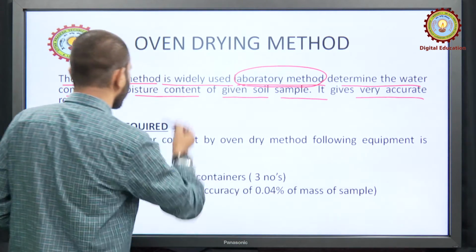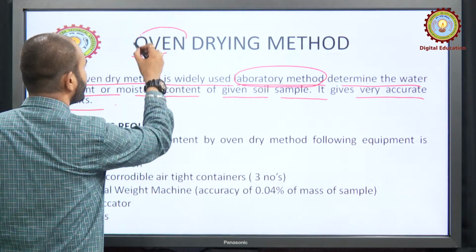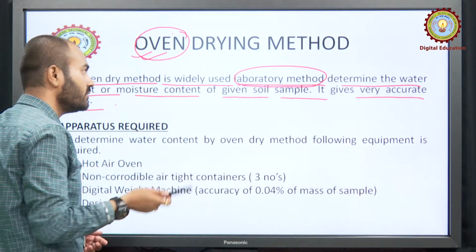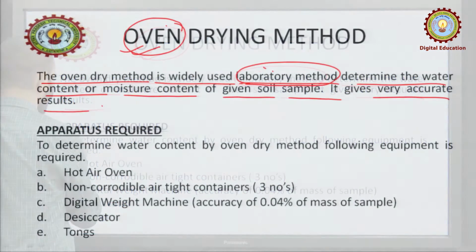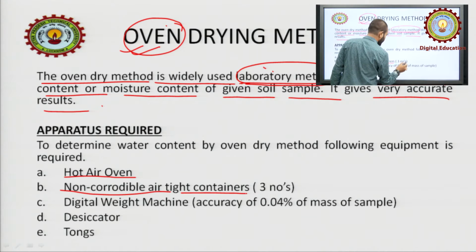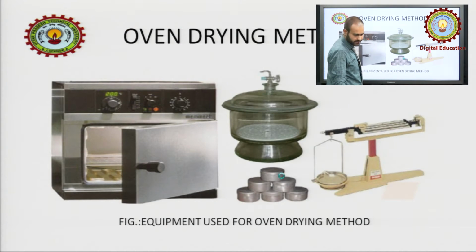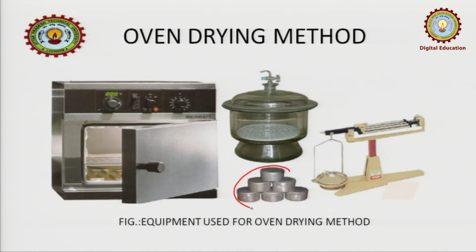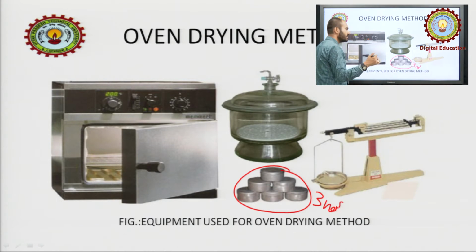So, it is actually a laboratory method. In the field you cannot do it, because this is oven drying, and how can you get an oven in the field? What are the apparatus used? These are the main ones, obviously the oven, and non-corrodible airtight containers, 3 in number, as you can see in the diagram here. Many are shown, but generally we require only 3 airtight containers. Why airtight? So that the moisture does not leak out.